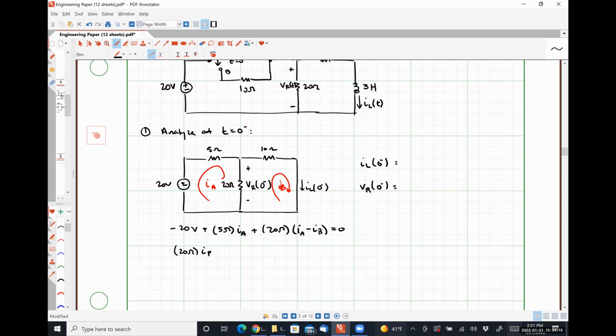20 ohms IB minus IA plus 10 ohms IA is equal to, excuse me, 10 ohms IB. Gosh, where's my head at right now? Is equal to 0. And then we can solve this system for IA and IB, where IB is simply IL at 0 minus that we're interested in.